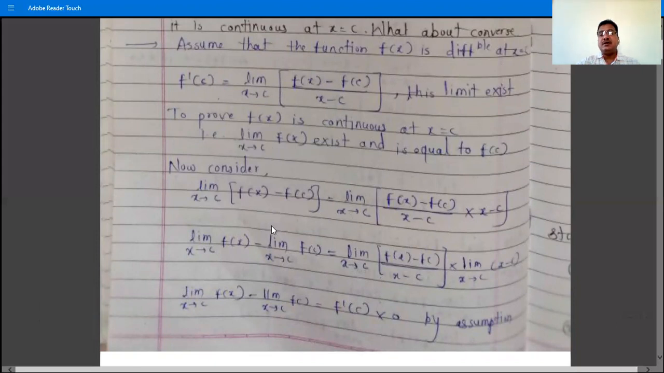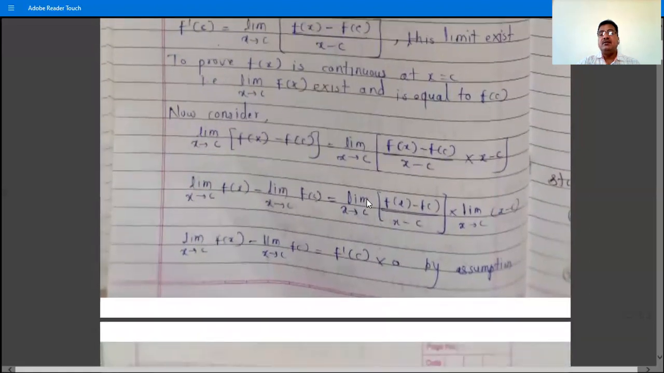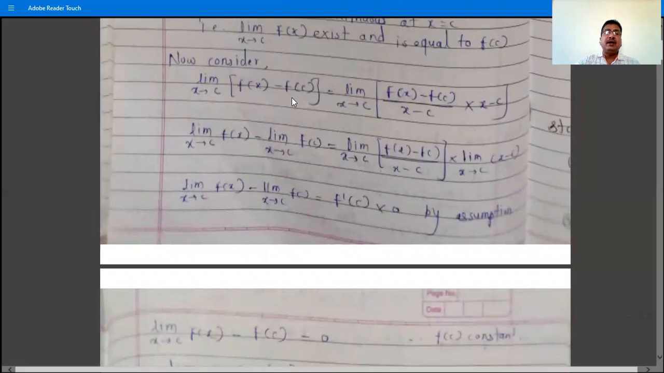Then limit x tends to c, multiply and divide by the factor x minus c. Multiply by x minus c and divide by x minus c. Now limit of a into b is limit of a into limit of b. So limit of f(x) minus limit x tends to c of f(c) is equal to limit of this factor, f(x) minus f(c) divided by x minus c, into limit x tends to c of x minus c. Because limit distributes over addition, subtraction, division, multiplication straightforwardly.